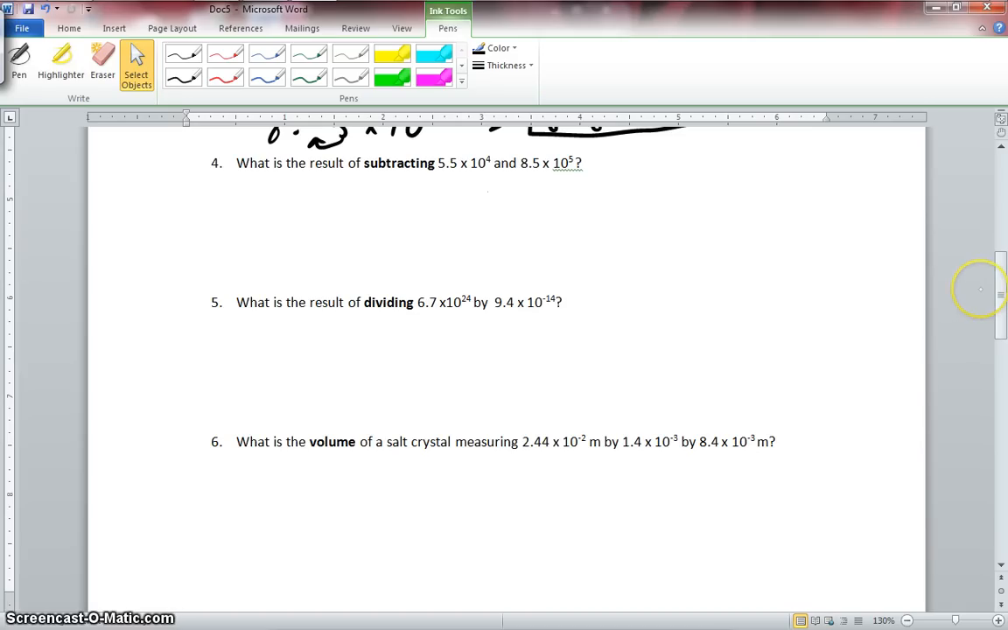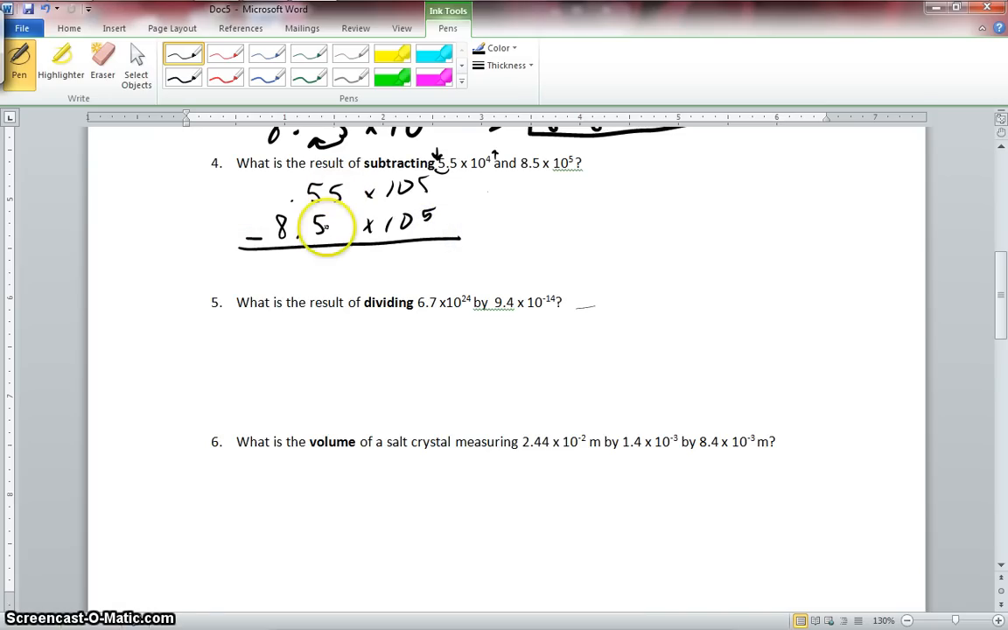Next one is subtracting. So when we're subtracting, same as addition, we have to make sure the exponents are the same. So I find the biggest one, 5 is the biggest one, so I change this. This needs to get bigger, so this number right here needs to get smaller. So I'm going to move the decimal over once to make it the same. So we should have 0.55 minus 8.5, both times 10 to the 5th now.